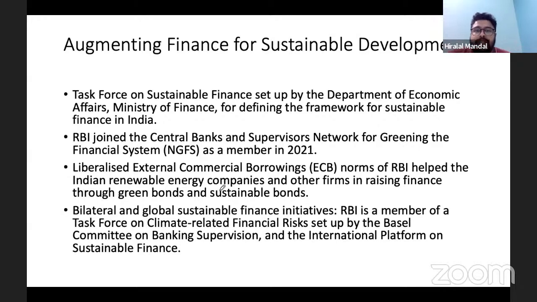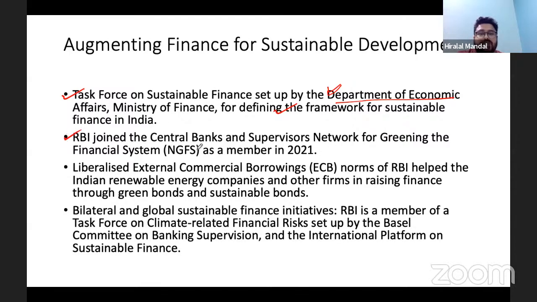What are the various initiatives for finance for sustainable development? A Task Force on Sustainable Finance has been set up by the Department of Economic Affairs so that the framework for sustainable finance can be defined. Remember this one, this is an important fact: the Task Force on Sustainable Finance has been set up under the Department of Economic Affairs.